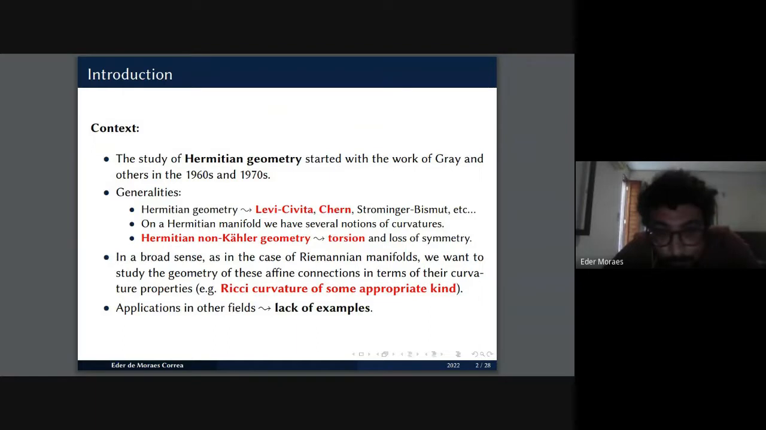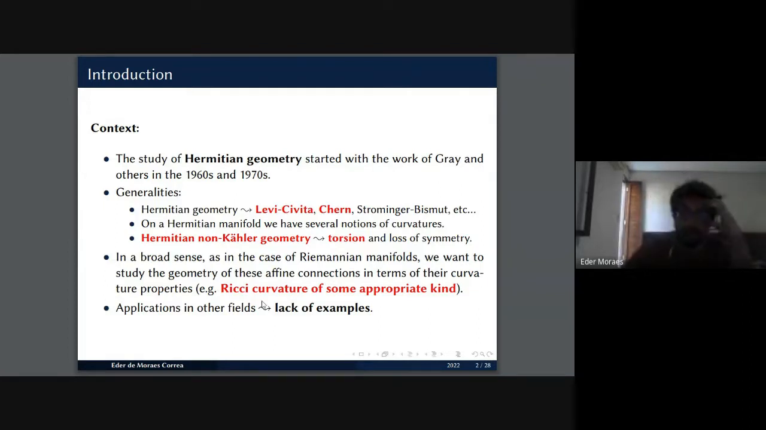Typically when we are studying Hermitian geometry, we need to deal with several types of connections, and here we have a couple of them. In this talk, we are concerned with the Levi-Civita connection and the Chern connection. Once we have these several notions of connections, we also have several notions of curvature. In the setting of non-Kähler geometry, usually you need to deal with torsion and loss of symmetry for the curvature tensors. In a broad sense, as in the case of Riemannian manifolds, we want to study the geometry of these connections in terms of their curvature properties.